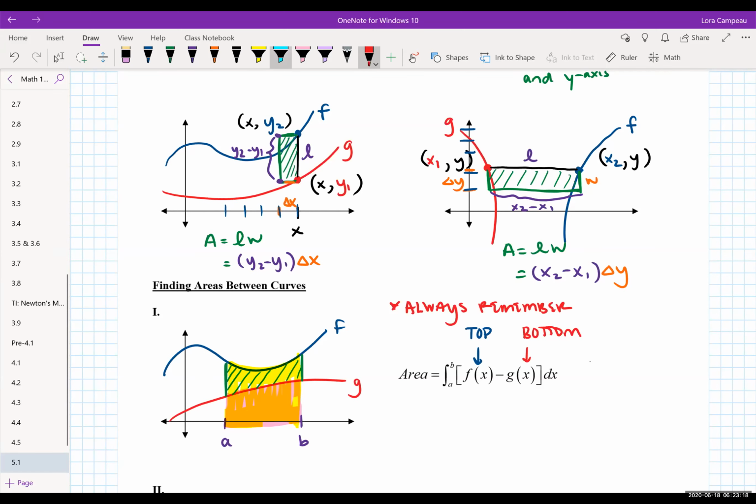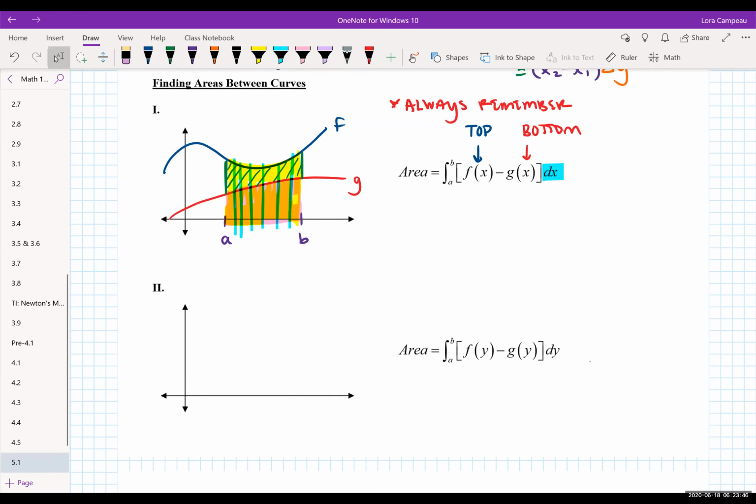Now notice what we're taking the integral with respect to as well. This is dx, mainly because when you are integrating, you'd be slicing up the x-axis into different pieces. So if the x-axis is getting sliced up, you're taking the integral with respect to x.